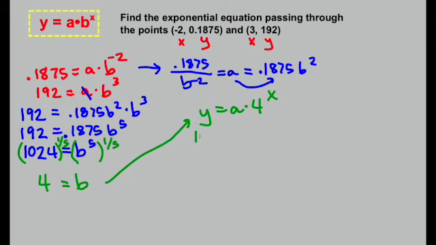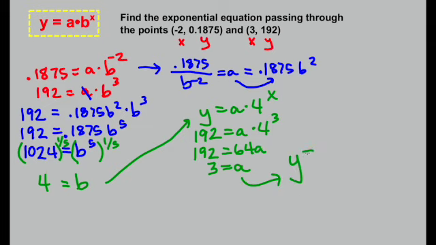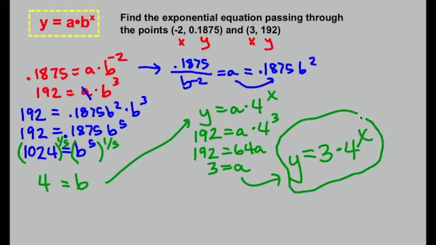So y is 192. a is what we're trying to solve for, times 4, and then we plug in the 3 right here where x is. 4 to the 3rd power is 64. So 192 is going to equal 64a. If you divide both sides by 64, you get 3 equals a, which means when we're all said and done, here is our final equation: y equals 3 times 4 to the power of x. That is going to be our glorious answer right there.